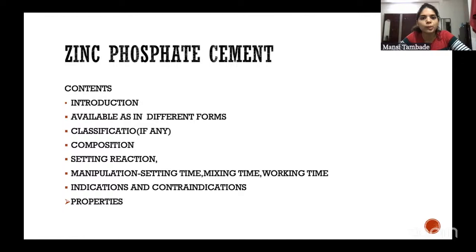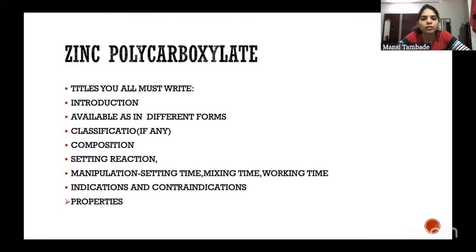It's better that you make a proper format and proper answer for yourself in your notes, so that you don't have any worry that you have missed this point or that point. This is all you need to include in your answer, whether it is a 5 mark question or a long note. Definitely include all these points in both types of answers. This is the same for zinc polycarboxylate cement also, we are going the same way.